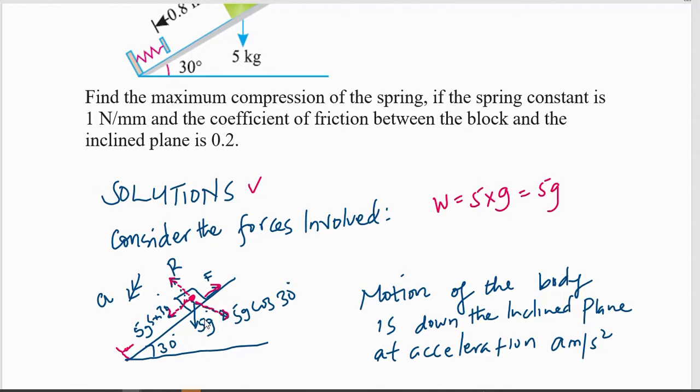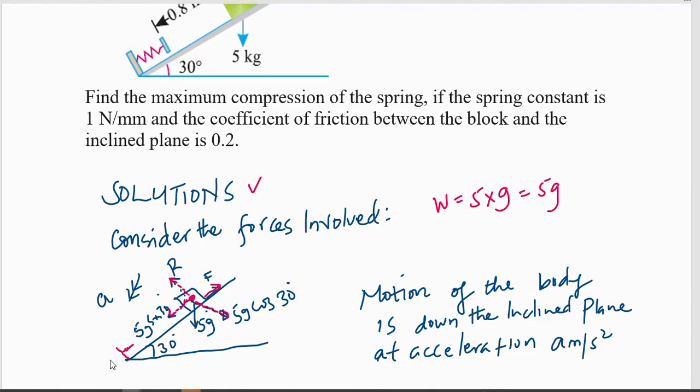Then this weight has a component along the inclined plane, of course as a result of gravity, and it is 5g sine 30. Likewise, there is also another force due to the reaction here, and that force is equivalent to 5g cos 30. It is the other component of weight, perpendicular to the inclined plane.